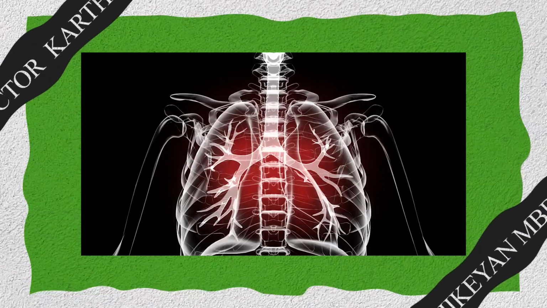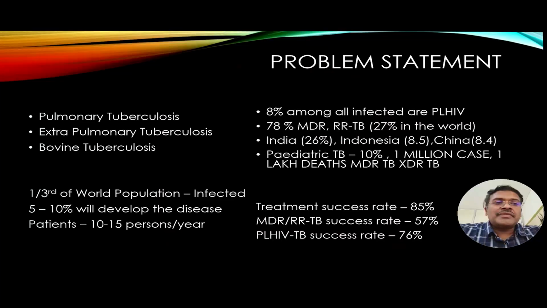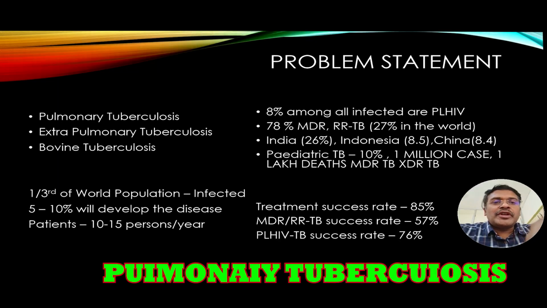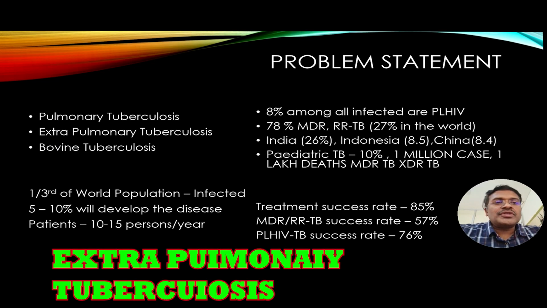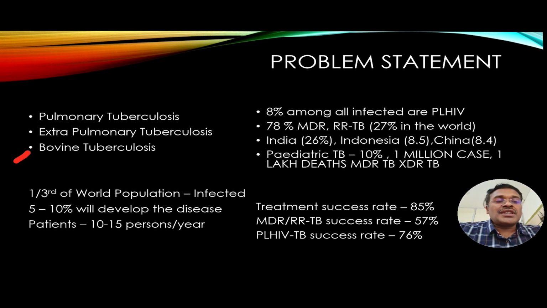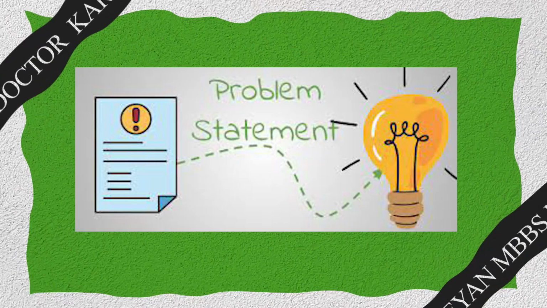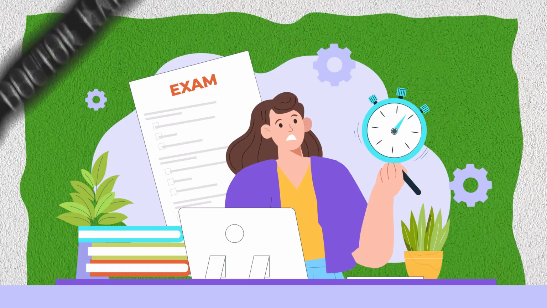See, tuberculosis is broadly classified into three types basically: pulmonary tuberculosis, extrapulmonary tuberculosis. Of course, bovine tuberculosis is another type of tuberculosis which is among the animal population. Now, the problem statement is very important whenever you start writing an answer.